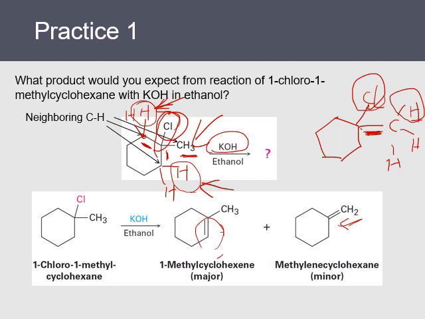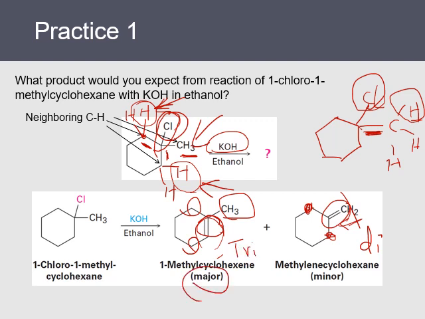Okay, so which one predominates? We'll look at the substituents. For this double bond, ignoring hydrogen, 1 substituent, 2 substituents, so that's a di-substituted alkene. And this double bond, okay, you have 1, 2, 3, so that's a tri-substituted alkene. And therefore, that's the major product.